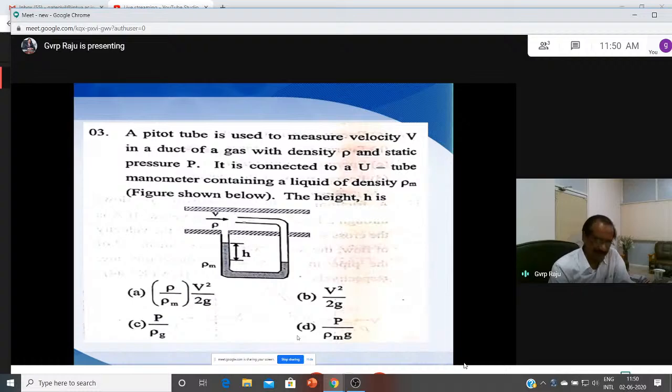This is the problem of the pitot tube. A pitot tube is used to measure velocity V in a duct of a gas with density rho and static pressure P. It is connected to a U-tube manometer containing a liquid of density rho m, with height h. So this is the pitot tube.